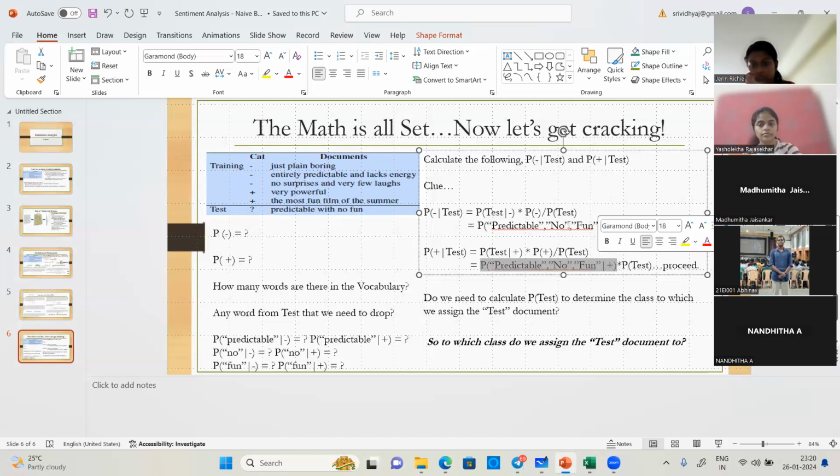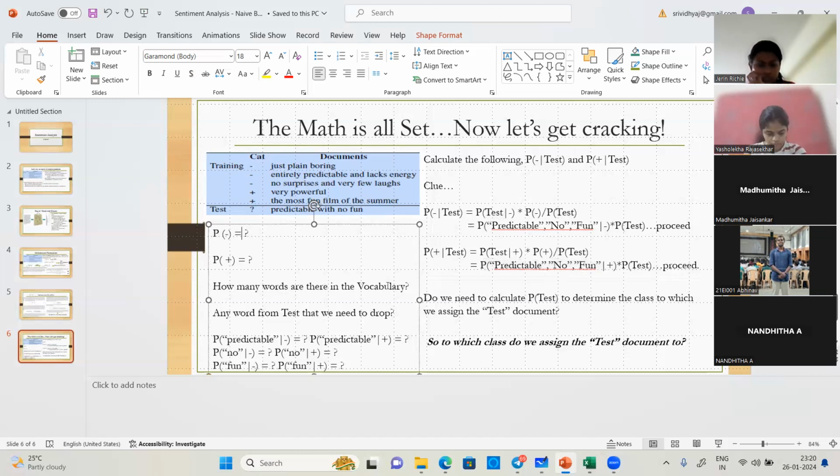Now, let's start with this. Okay. Let's do the math. P of negative. What is P of negative? 3 by 5, correct? So basically we are saying, look, there are 5 documents. 3 of them are negative. Okay. So P of negative is 3 by 5. Just make a note, folks, somewhere. P of positive is 2 by 5. All right. So that's simple.